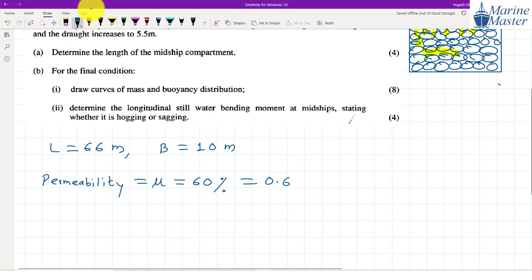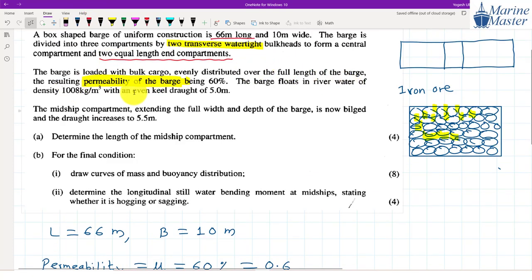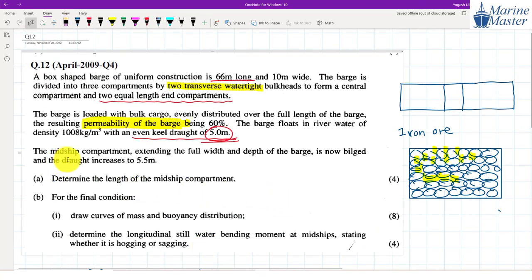And the barge floats in river water of density 1008 kg per meter cube. So the density of the river water is 1.008 ton per meter cube, with an even keel draft. How much even keel draft do we have, guys? 5 meter. So D is equal to 5 meter. And the midship compartment is extending the full width.